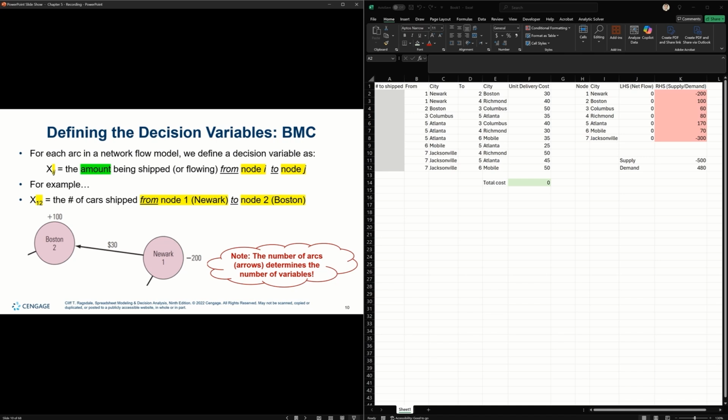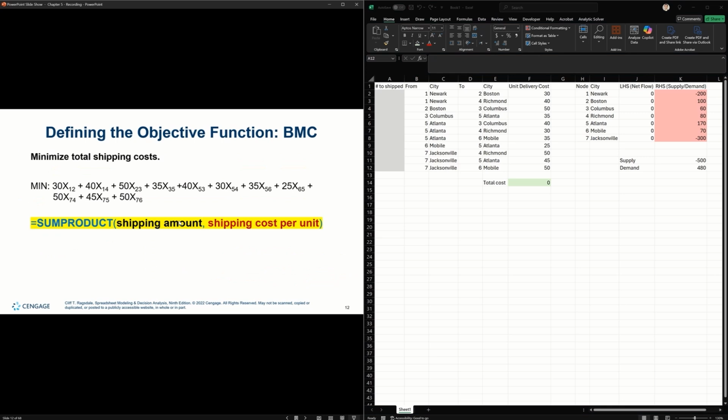So each arc has a certain number of cars, even if that gets to become 0 in the final solution, but it's a variable that should be counted. So in this case, we have about 11 variables. And then we use sum product to calculate the total cost. So 30, that's the coefficient, which is the cost for delivering each car from Newark to Boston, and so on.